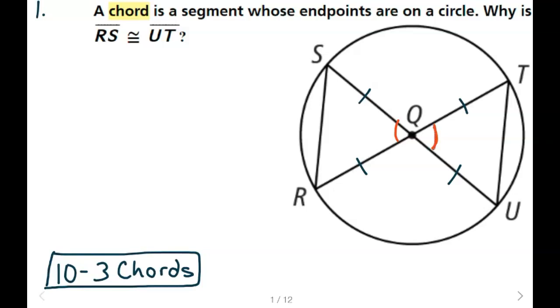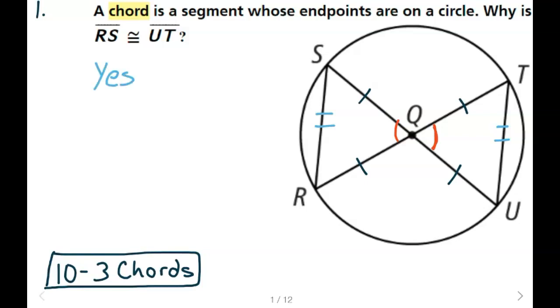And so by side, angle, side, these two triangles are congruent. If those two triangles are congruent, then the corresponding parts are congruent, and so SR would correspond to TU. And so that is one of the ways that we can show that those two segments are congruent.